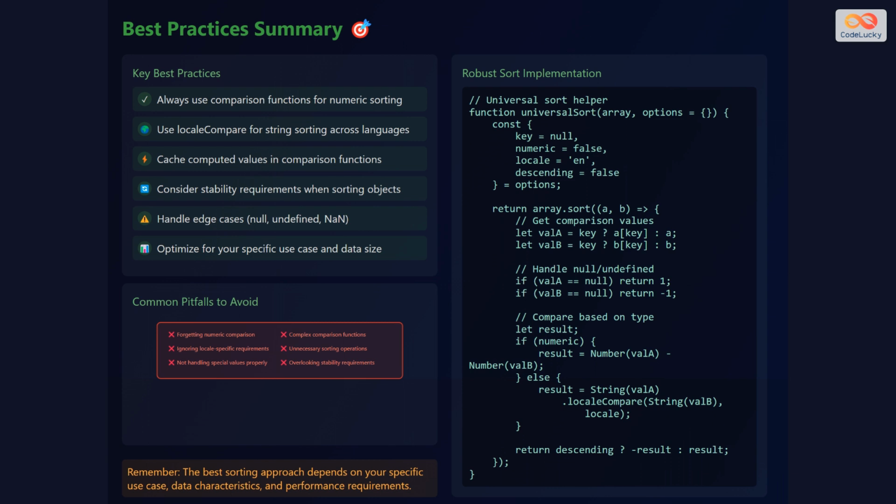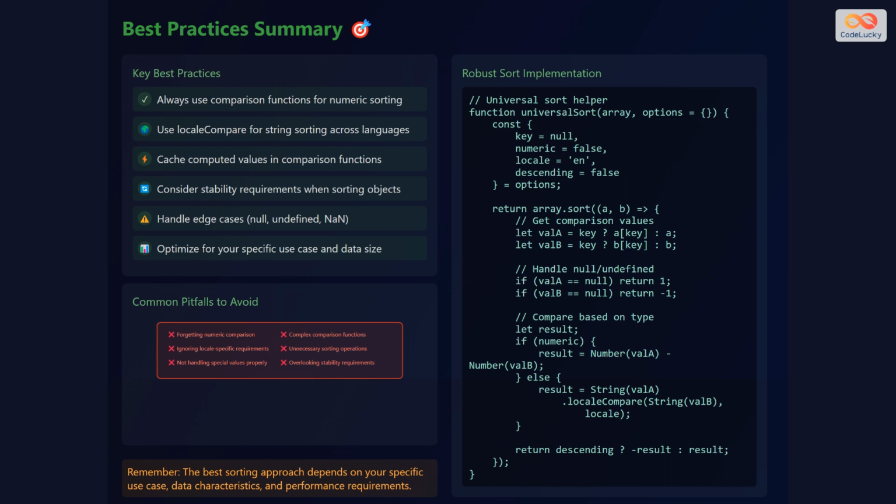Here are some common pitfalls to avoid. Forgetting numeric comparison, ignoring locale specific requirements, not handling special values properly, complex comparison functions, unnecessary sorting operations, and overlooking stability requirements. Remember that the best sorting approach depends on your specific use case, data characteristics, and performance requirements.